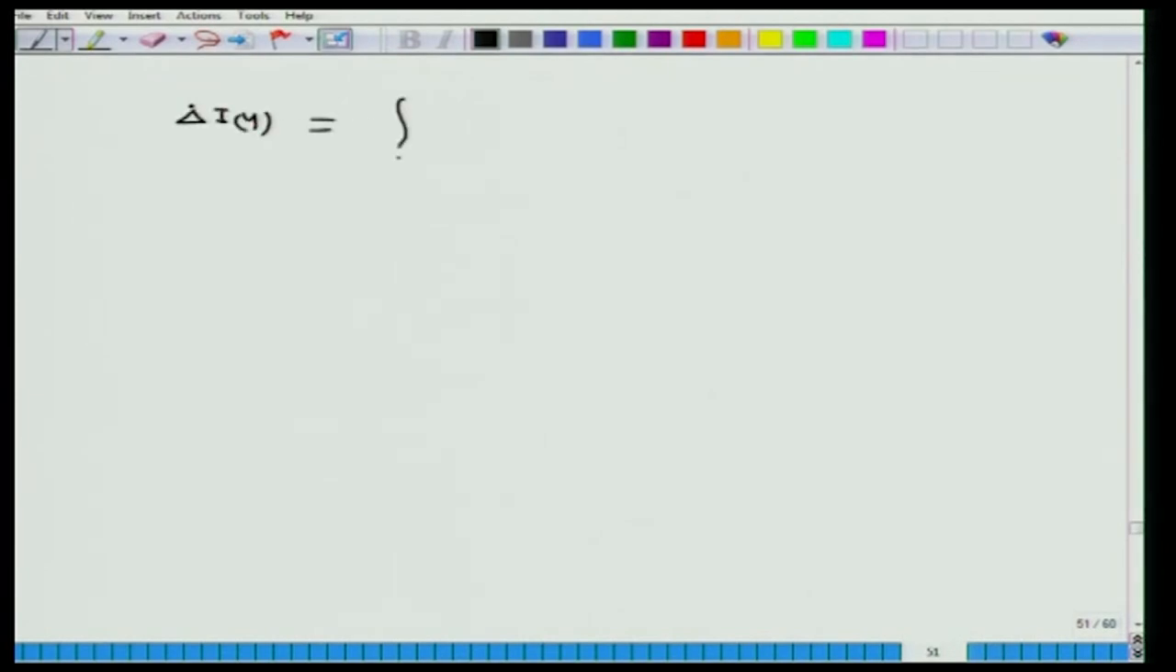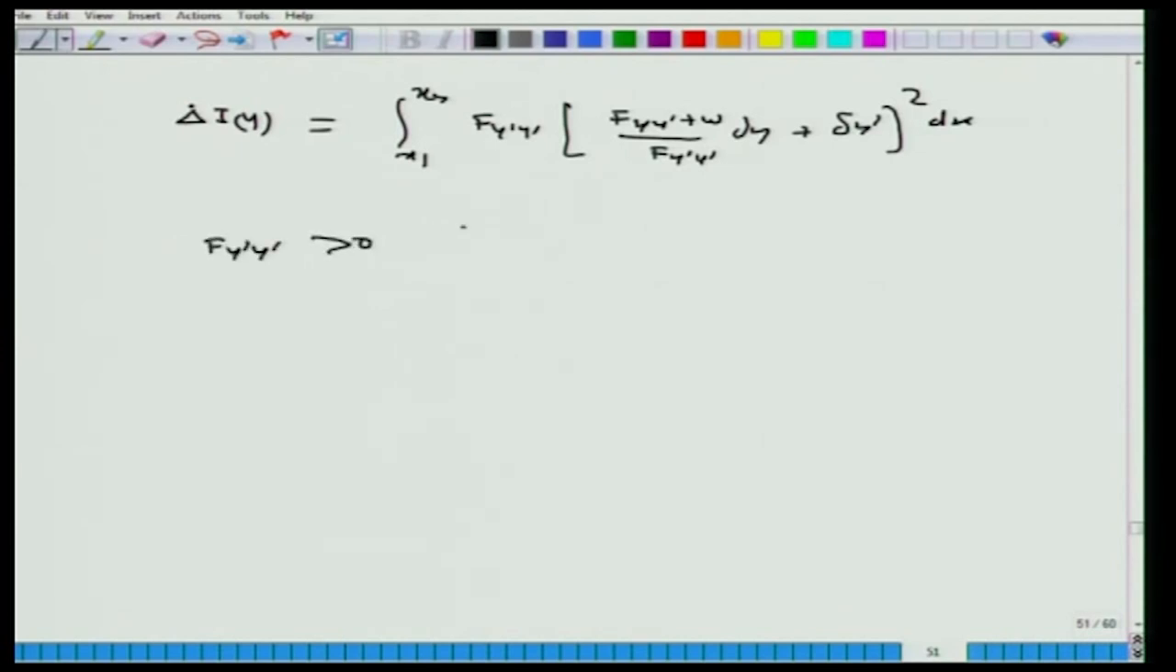And so, next using that we finally get this delta I y comes out to be the integral from x 1 to x 2 of f y prime, which we had taken out, and this becomes a perfect square, f y prime plus w over f y prime times delta y plus delta y prime whole square d x. So, clearly the sign is decided by f y prime: if f y prime is positive, we get delta I y positive, and if f y prime is negative, then delta I y is negative.